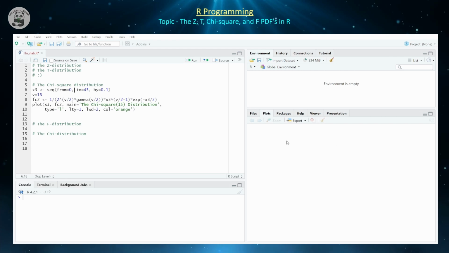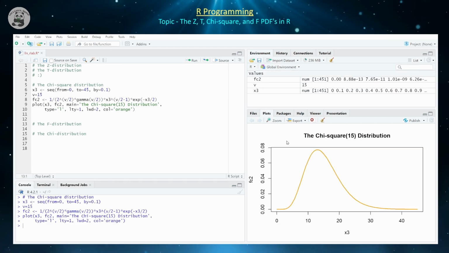So let's just give these lines of code a run to see what the chi-square distribution looks like, just in case you do not already know. As we see, we have a sort of bell-shaped curve for the chi-square distribution, and this will be skewed to the right. Again, the larger the value of our degrees of freedom, the more skewed to the right this will become, and the mode of this distribution will be pushed to the right as you increase the degrees of freedom.